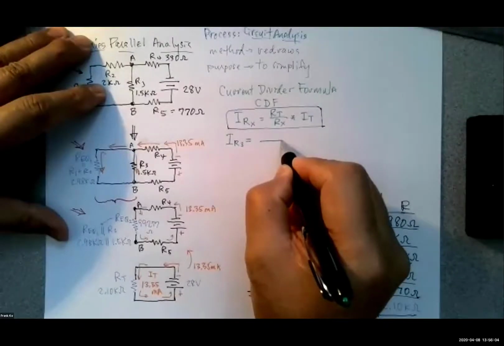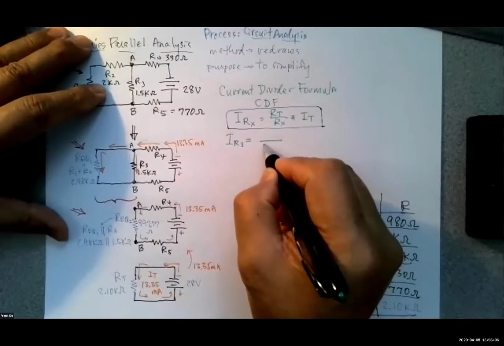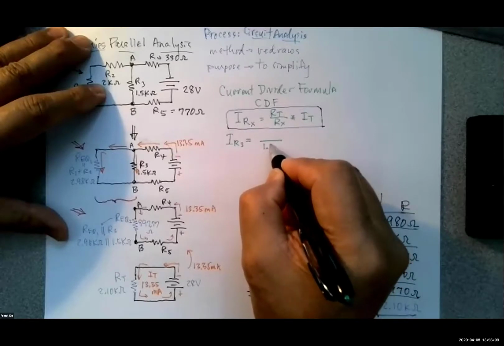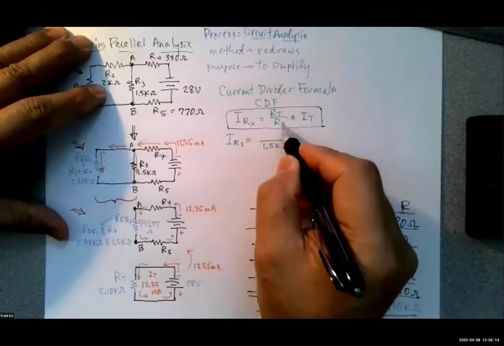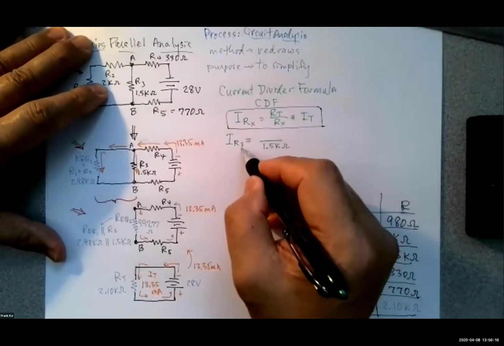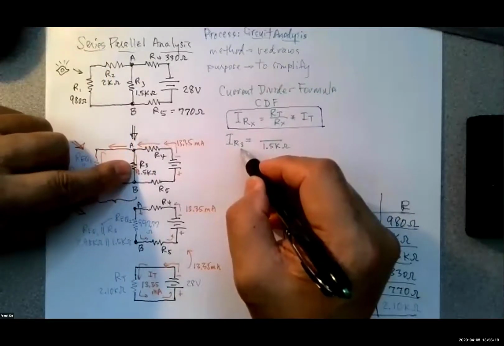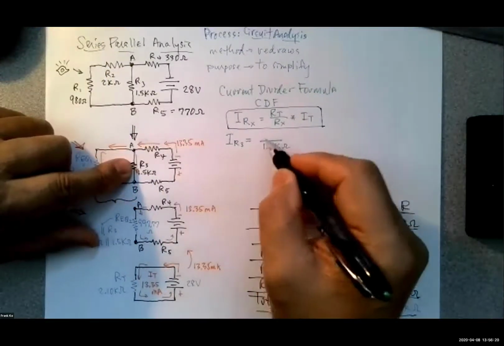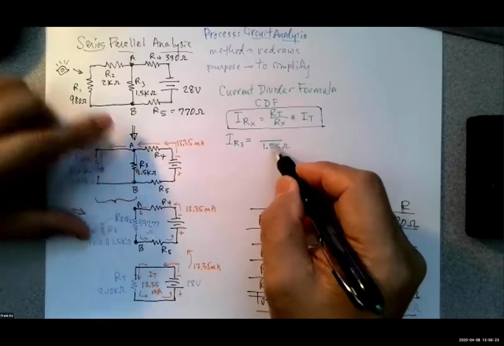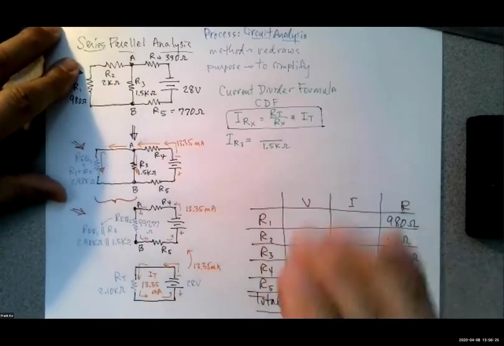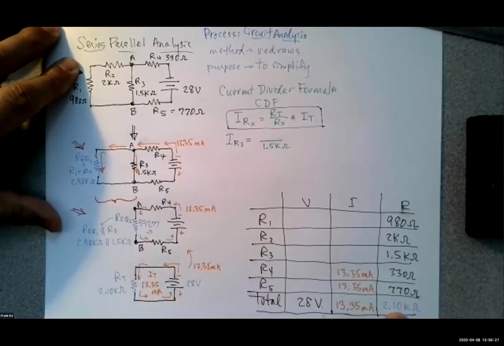Be careful with that, my dear. So the denominator you say should be 1.5 k ohms, yes? Yes. Okay, because that is our X. X is the unknown resistor, and in this case, we're given that X is going to be the third resistor, R3. So R3 must appear in the denominator. RT, you're suggesting that we should use the 2.10 k ohm.